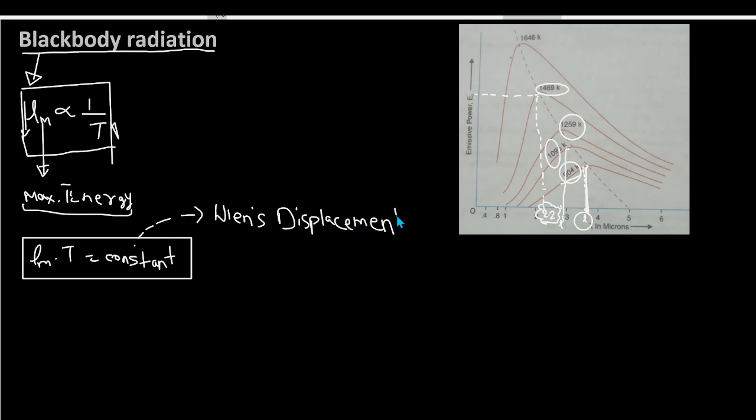There's one very important point that you should remember: on increasing the temperature, the peak of this particular graph shifts to the lower wavelength. As you can see, at 1646 Kelvin, the peak shifted to a much shorter wavelength. And that's generally the meaning of Wien's displacement law. That's a very important law.